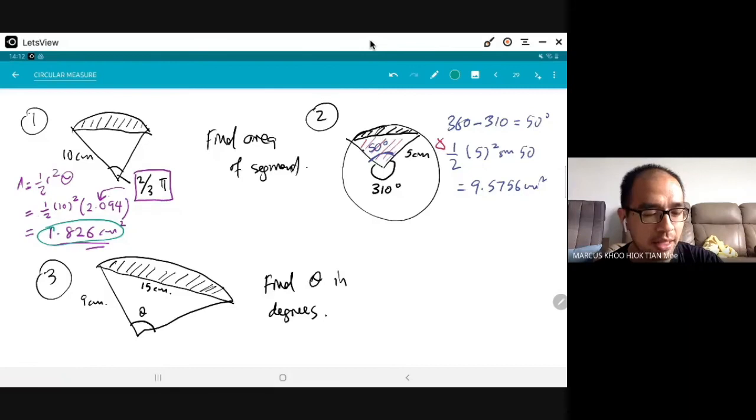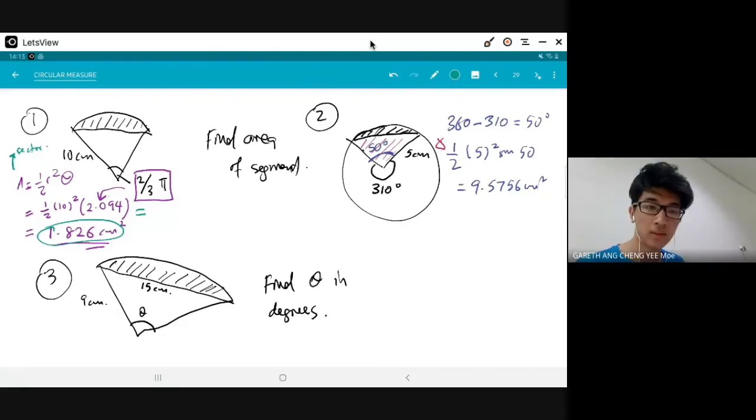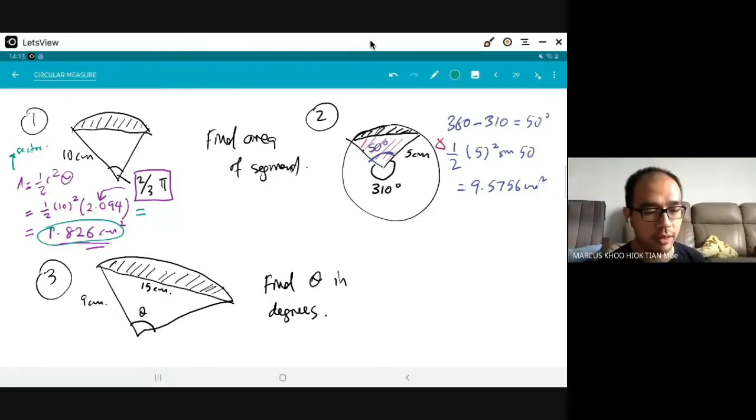Okay, first of all, this one is the area of the sector. Can you tell me what this value is? 1 over 2 times 10 squared times 2.094. I hope for your sake it really is 2.094. Yeah, it is 2.094. So this is the area of the sector. What is this total? 2.094 times 10 times 10 divided by 2.